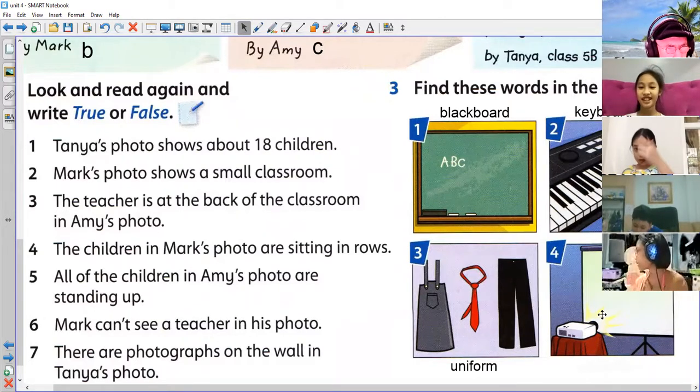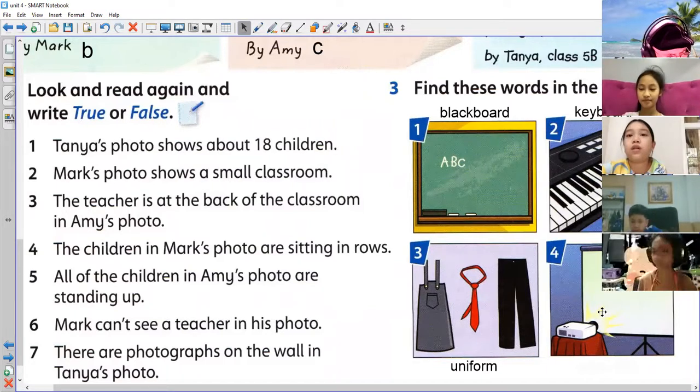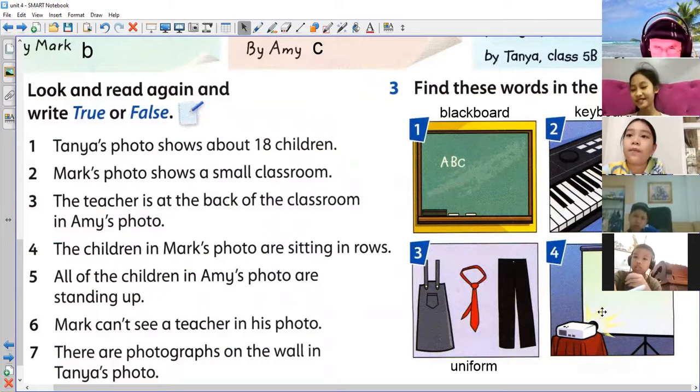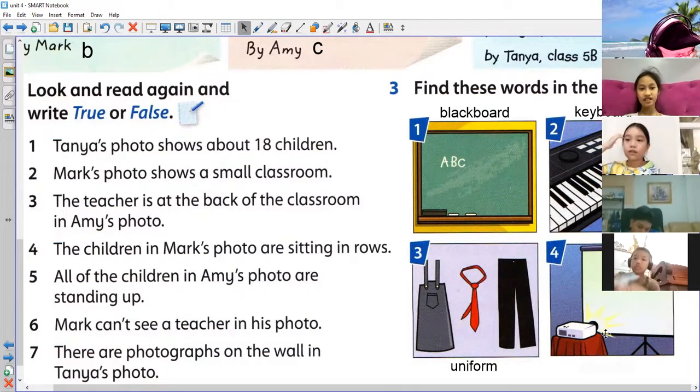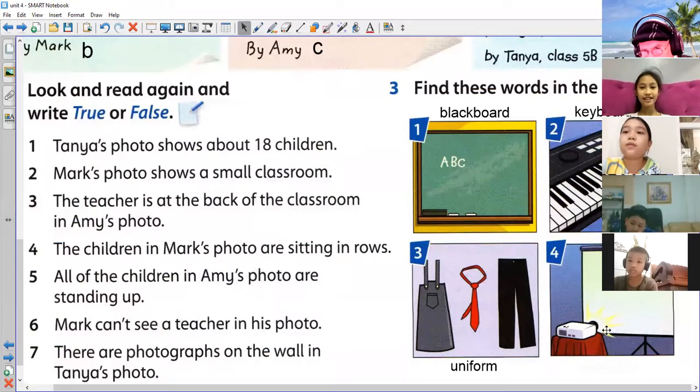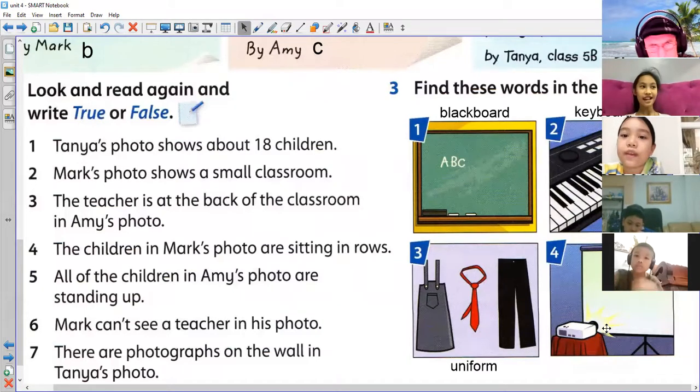Right. And number four, who's doing number four? Picture four, what is it? Number two. Too slow. Okay, robot. Number 19. Okay, 19. What is it? Come on, Nano. Oh, no answer. Shogun, robot, come on. What is it?